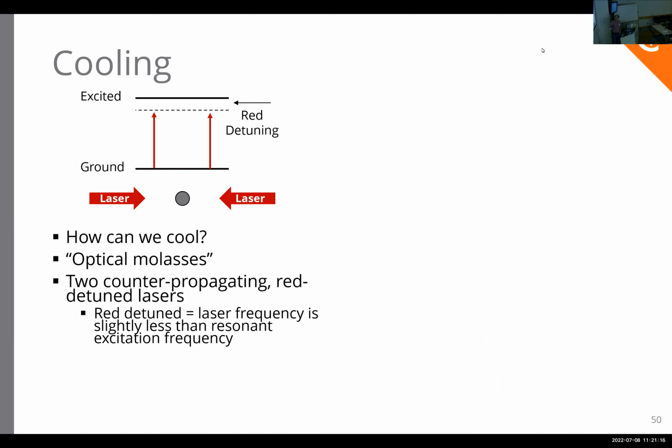It's a trick called optical molasses, and the idea is you take your atom and you point 2 lasers at it, counter propagating, so pointing toward each other, and you red detune the lasers. Red detune means that the energy of the laser photons is actually slightly less than the transition.